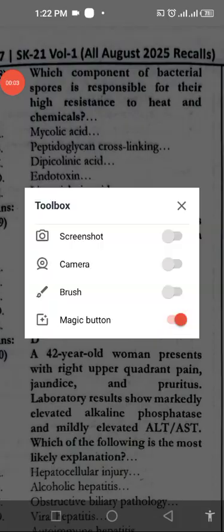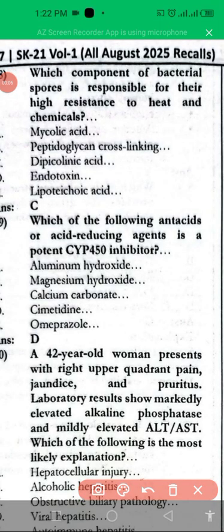Okay, so next question is: which component of the bacteria spore is responsible for their resistance to heat and chemicals? Answer is dipicolinic acid. Next one is: which of the following antacid or acid reducing agent is cytochrome P450 inhibitor?